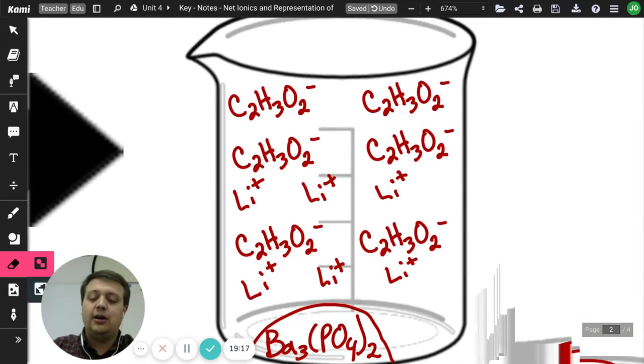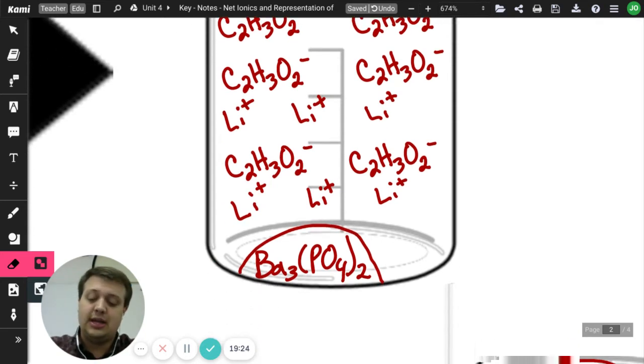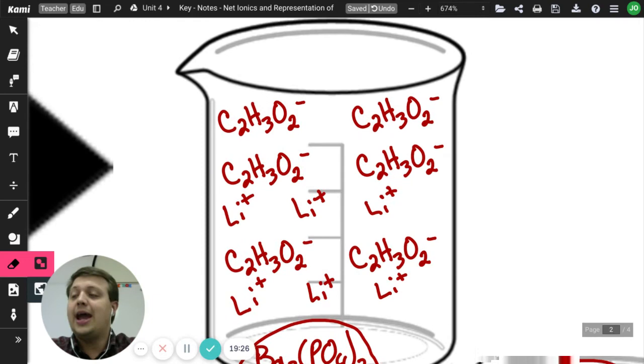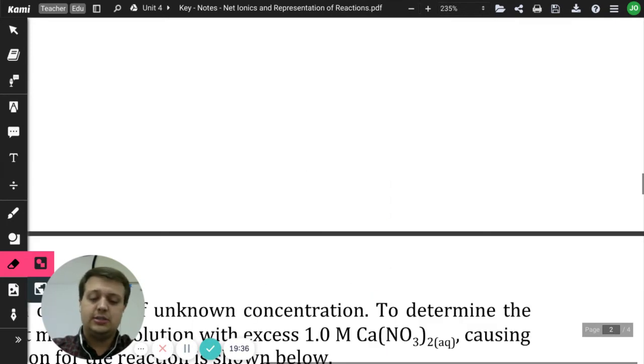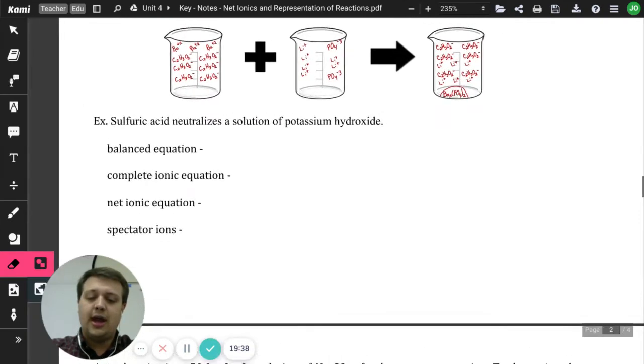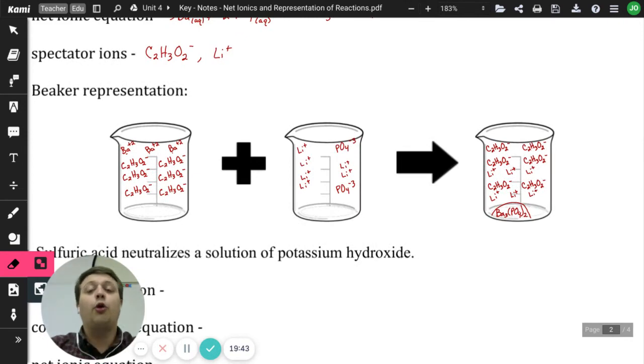Lastly, I come over here. Now I know that my solid, that insoluble solid, that precipitate, was the barium phosphate. So I put that down here at the bottom. And then I had 6 ions of lithium and 6 acetate ions as well. So then I count them all up and I have 6 of each. So then that would be the correct beaker representation for this. And so that is what we are seeing right here as the overall thing.